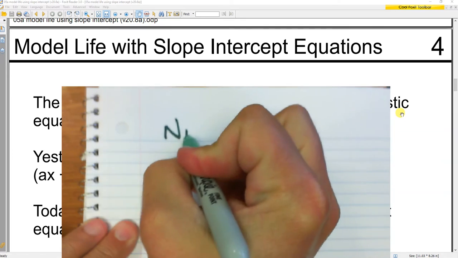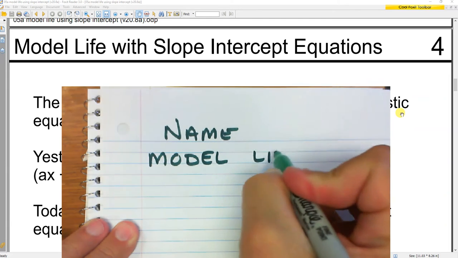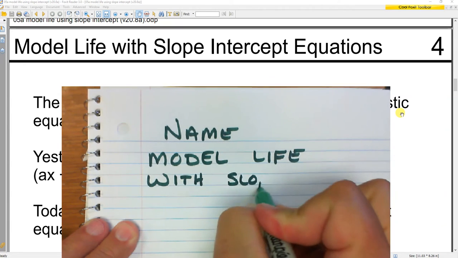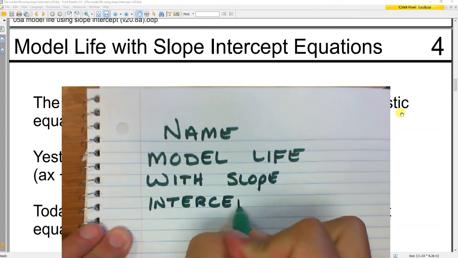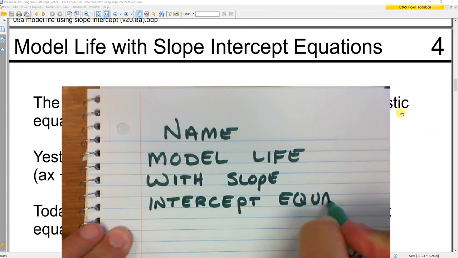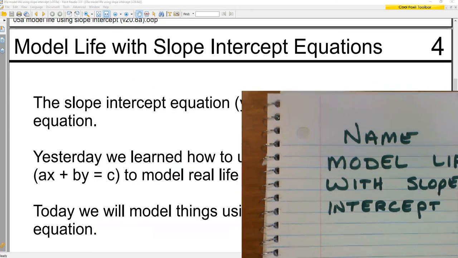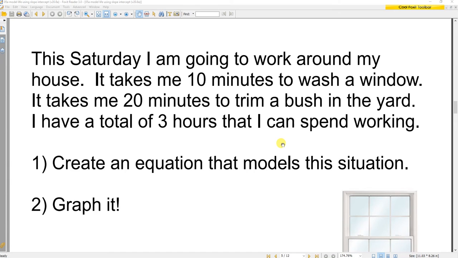So start with your name. We're going to model life with the slope-intercept equation. This Saturday, I'm going to work around my house. It takes me 10 minutes to wash a window. It takes me 20 minutes to trim a bush in the yard. I have a total of 3 hours that I can spend working. Create an equation that models this situation.